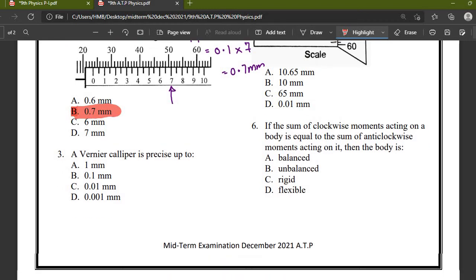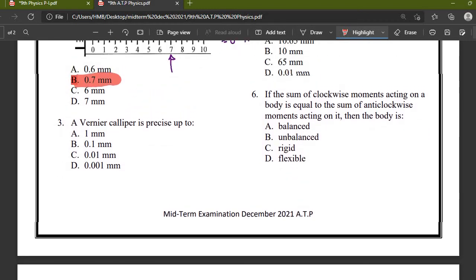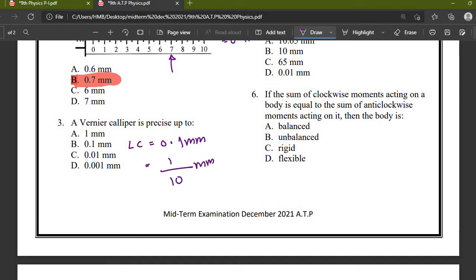Let's see question number 3. A vernier caliper is precise up to? The least count of a vernier caliper is 0.1 millimeter. This means that it is equal to 1 over 10 millimeter. It can measure the tenth part of a millimeter with precise accuracy. So the correct answer is option B.